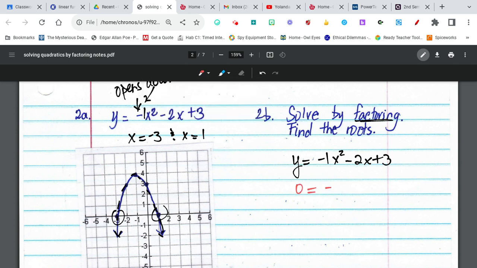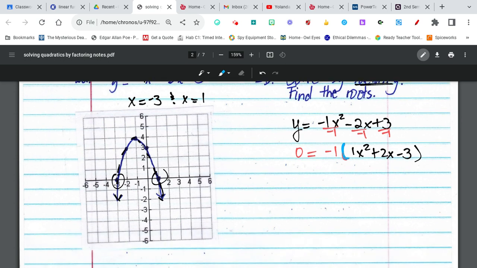And because my leading coefficient is negative 1, I am going to factor out that negative 1. I want it to be a positive 1. So I'm going to divide each piece by negative 1, so I can focus on the remainder only, okay? Which will have a positive 1. So negative 1 divided by negative 1 is positive 1 x squared. That's going to be positive 2x minus 3. So all I did was factor out the negative.